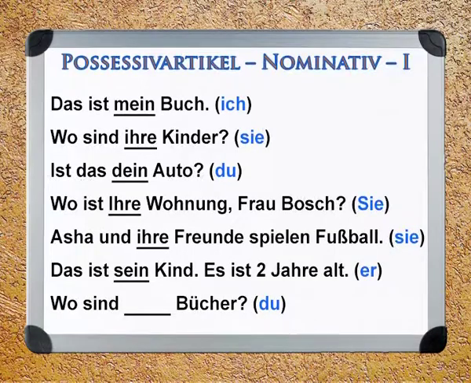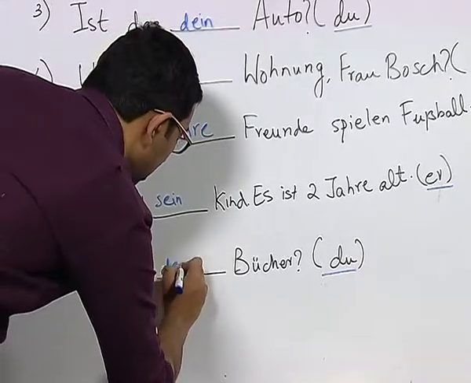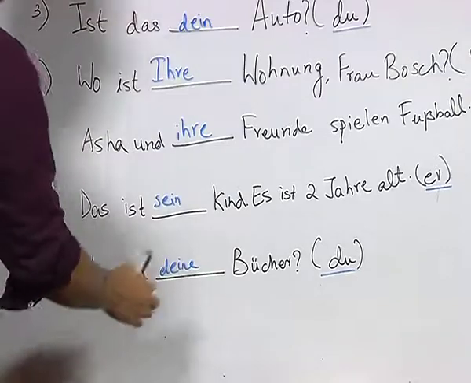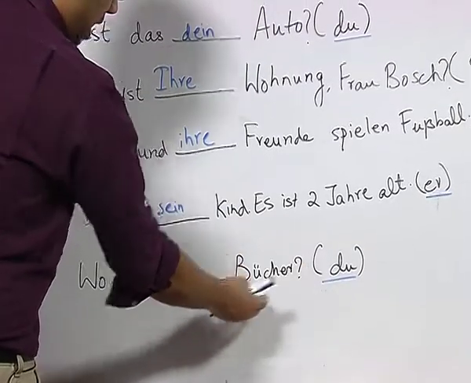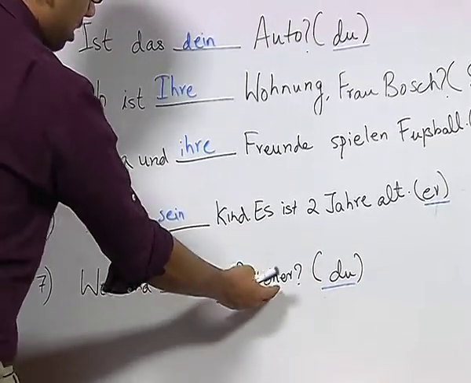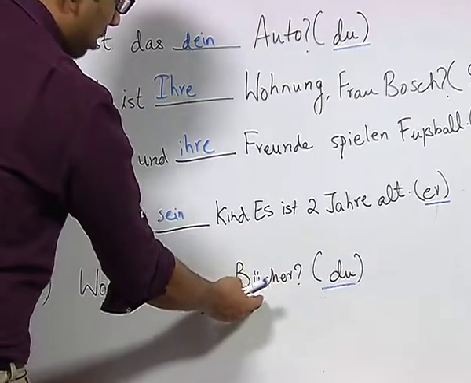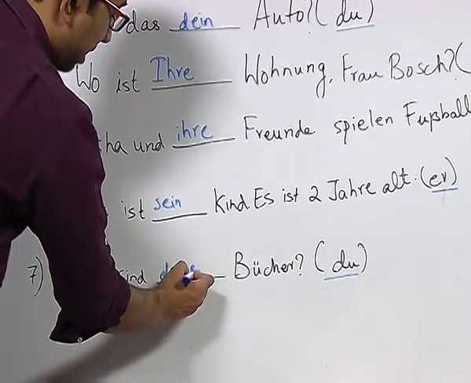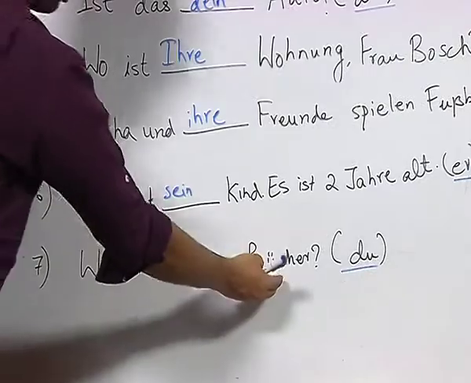Now, let us look at sentence number 7. Wo sind Bücher? Here we have the possessive article deine, because we have the pronoun du, and as you can see here we have the noun in plural, which shows that we have the ending e here for the noun.